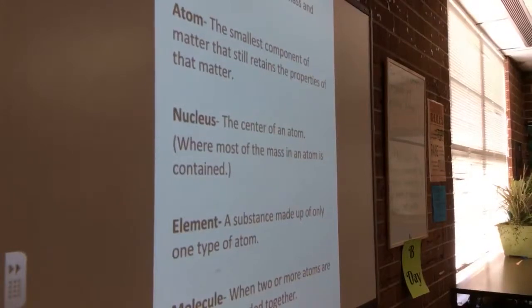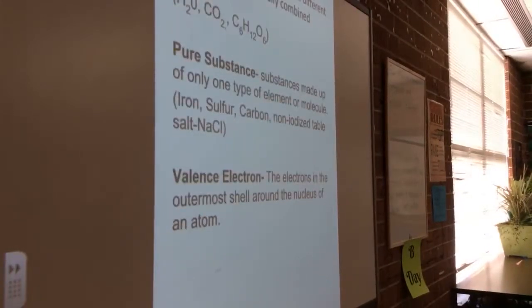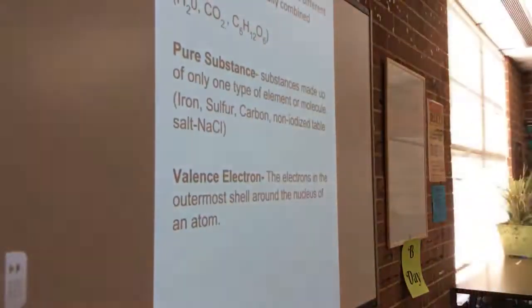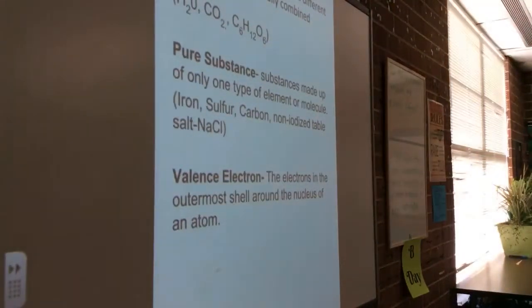Moving on. Last three. A molecule, we just said, was when two or more elements are chemically combined together. Elements, atoms, when they're chemically combined together, they're a molecule. When they are different elements, they're called a compound. So molecules, they can be the same element combined together. So O2 is a molecule. O2 is not a compound.